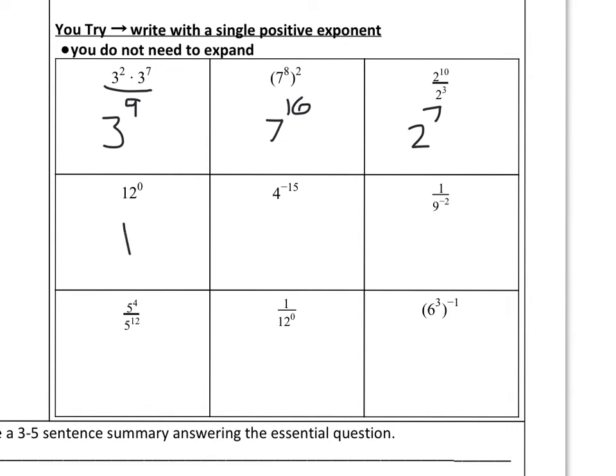Next we have 4 to the negative 15th. That's a negative exponent. We can flip that over and make it 1 over 4 to the positive 15. Next one also has a negative exponent, this time in the denominator, 1 over 9 to the negative 2. We can flip that to the numerator, making that 9 squared.